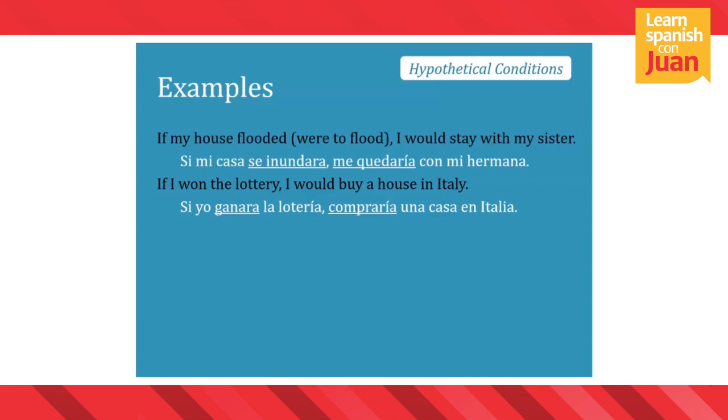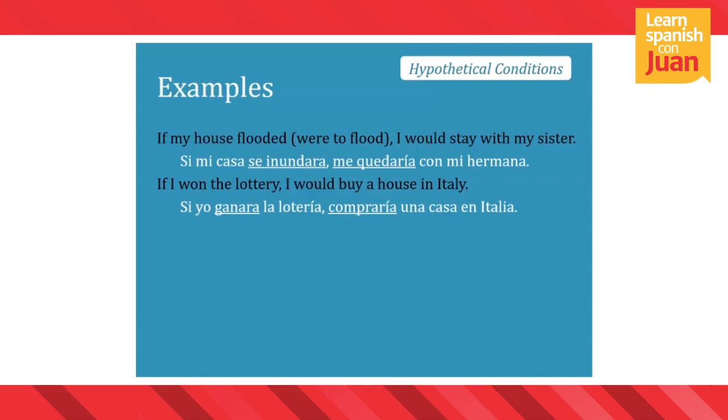So an example here. Well, let's see. In these cases, I should point out, the verb in the if clause is formed in the imperfect or past subjunctive, while the verb in the then clause is usually formed in the conditional. So, a couple of examples on this slide. If my house flooded, or were to flood, I would stay with my sister. Si mi casa se inundara, me quedaría con mi hermana. So you can see that form, se inundara, imperfect subjunctive. You might also hear se inundase, and then the conditional, me quedaría con mi hermana.